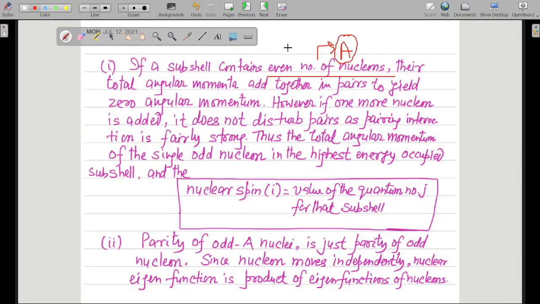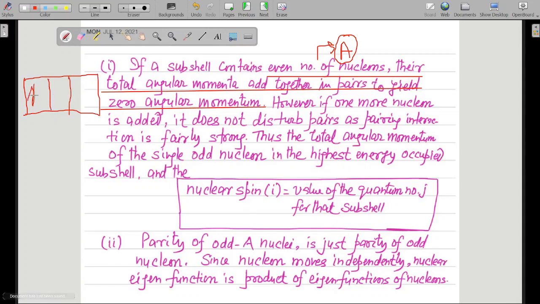Their total angular momenta add together in pairs to yield zero angular momentum. Their angular momenta add in pairs according to Pauli's exclusion principle, which I had already told you in the previous lectures. Suppose we have such a situation, where the nucleons are being filled like this.